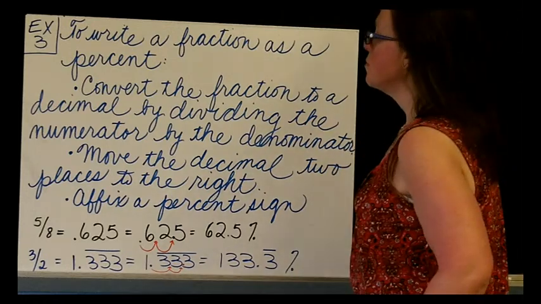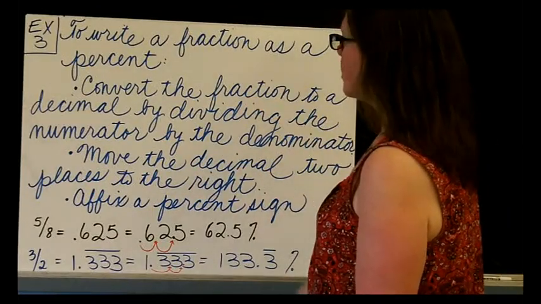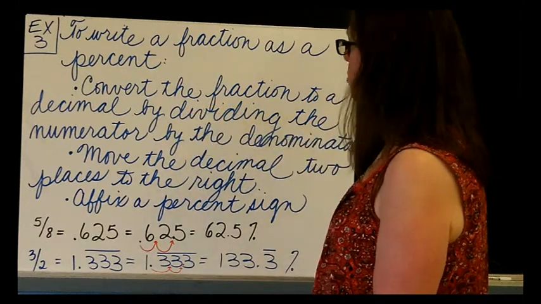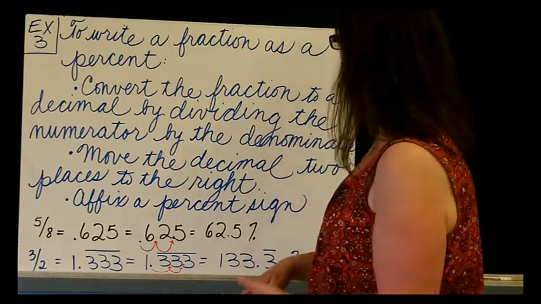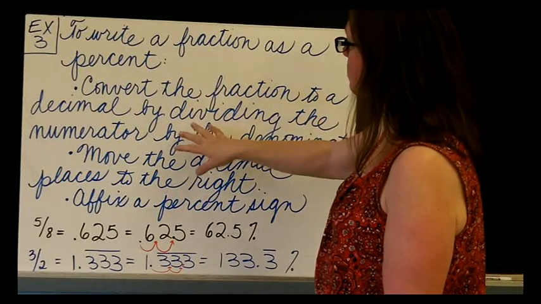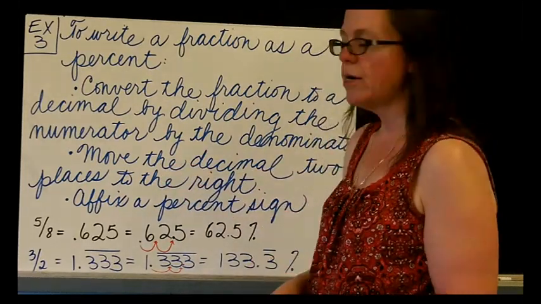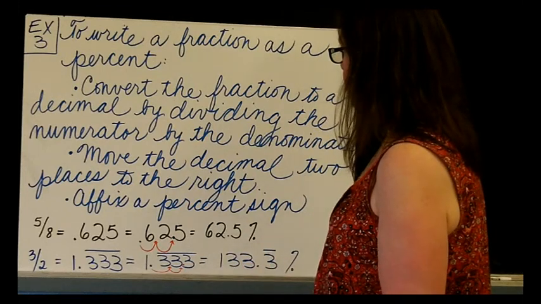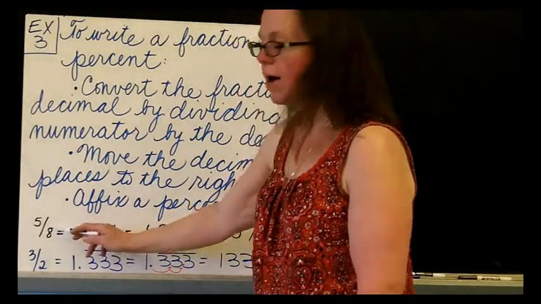Now, our third example actually reviews a little bit from the previous lesson to write a fraction as a percent. The first thing you do, you already know, is to convert the fraction to a decimal. And how do we do that? Remember, fractions are actually division problems. So we divide the numerator by the denominator to get our decimal. And since we're moving from a decimal to a percent, we are going to multiply the decimal by 100, which means moving the decimal point 2 places to the right, and then after we do that, we affix a percent sign. So here we're starting out with 5/8.